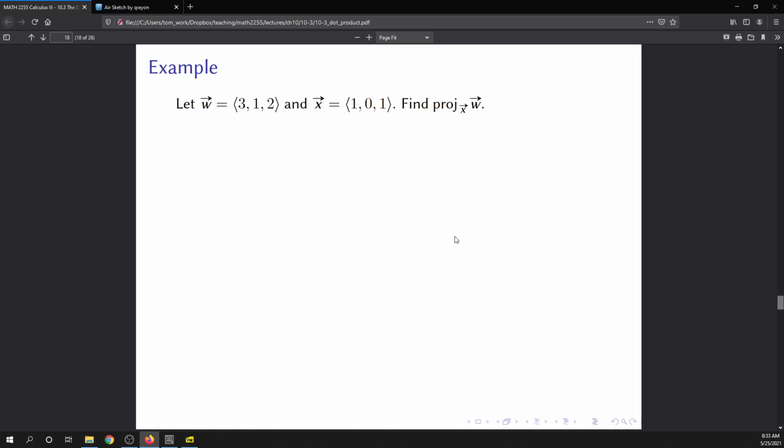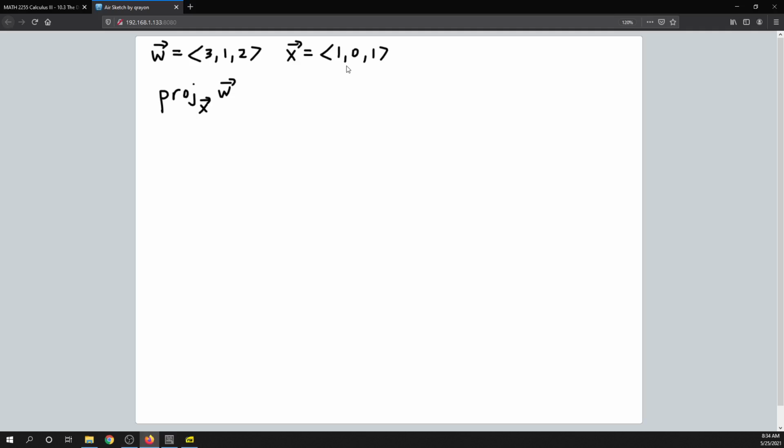So here we have two vectors, W, which is 3, 1, 2, and X, which is 1, 0, 1. And we want to find the projection of W onto X.